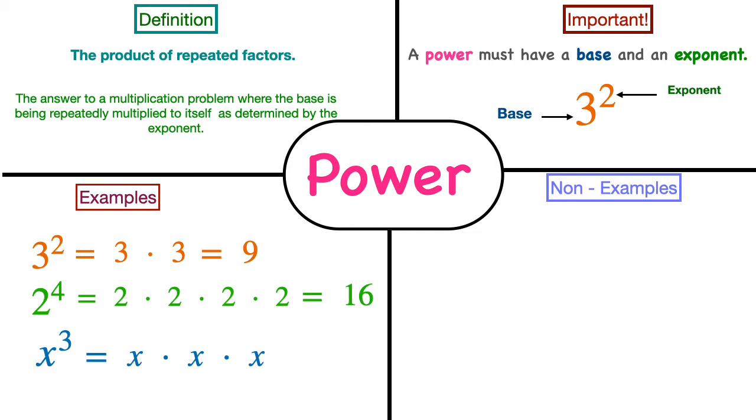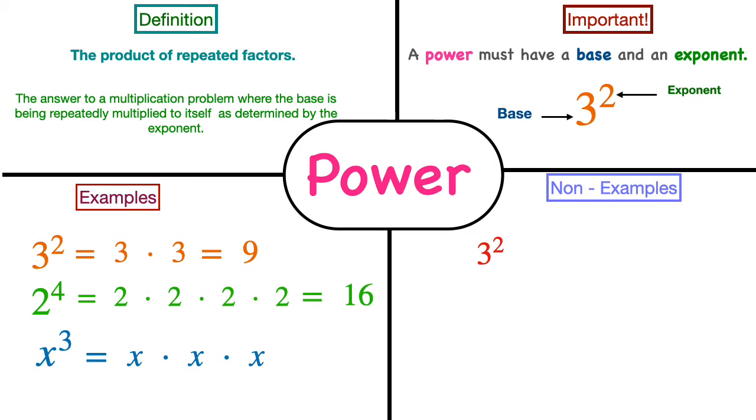I'm going to be using 3 to the 2nd power and 2 to the 4th power. And I'm going to use that so that you can easily see the most common mistake that people make when they're trying to find out the value of powers. So I'm going to look at 3 to the 2nd power. Again, it's still a power. 3 is still the base. 2 is still the exponent.